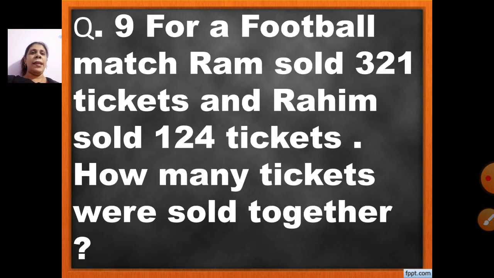Understood? Now next. For a football match, Ram sold 321 tickets and Rahim sold 124 tickets. How many tickets were sold together? For a football match, Ram sold 321 tickets and Rahim sold 124 tickets. How many tickets were sold together? I told you this, whenever it is together in the word problem, you need to add. So you have to add, children, 321 plus 124.